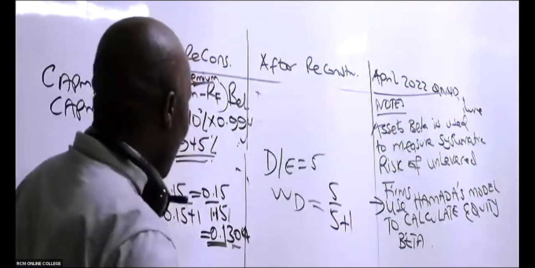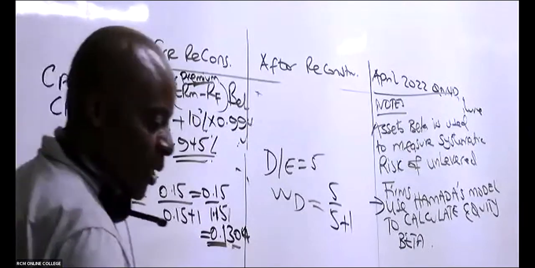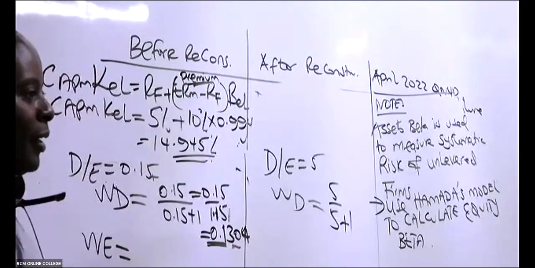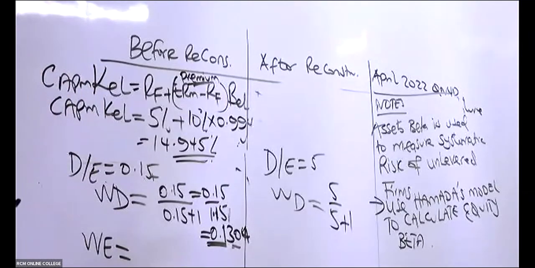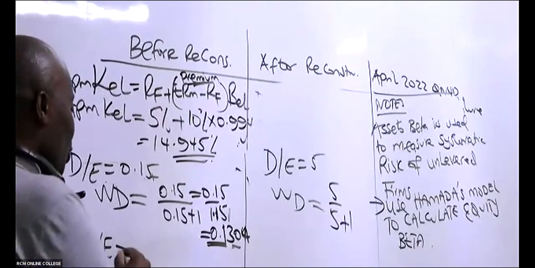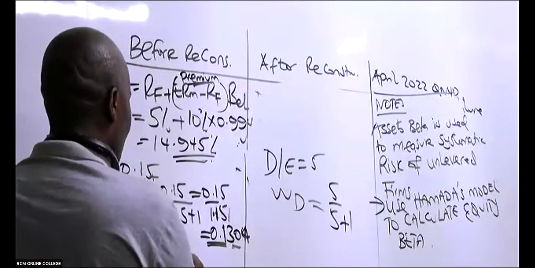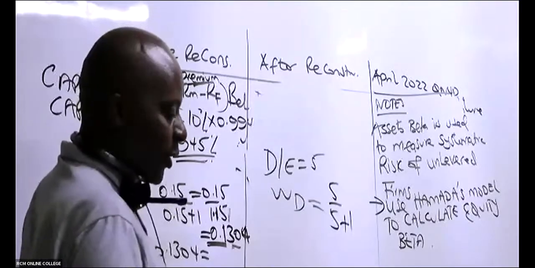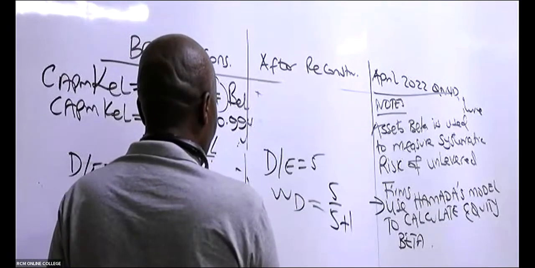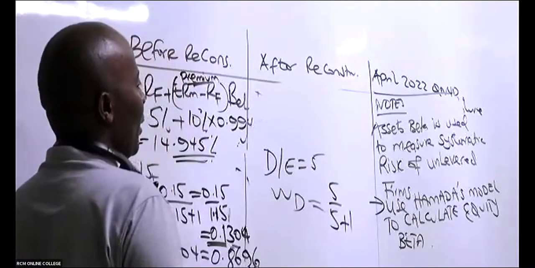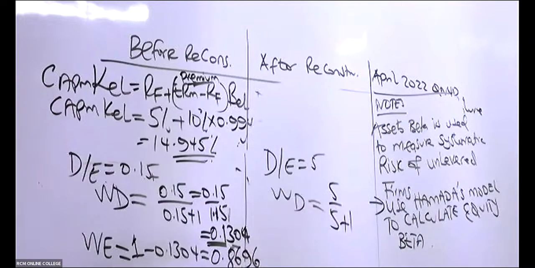Now, you ninjas, if you've got a weight of debt here, is there somebody who can give me weight of equity very fast? If you've gotten weight of debt, are you able to give me weight of equity? I know that the two must always add up to 1. So therefore, weight of equity will be 1 minus 0.1304, which gives us what number? 0.88696, like that. Yeah, great. Thank you so much.